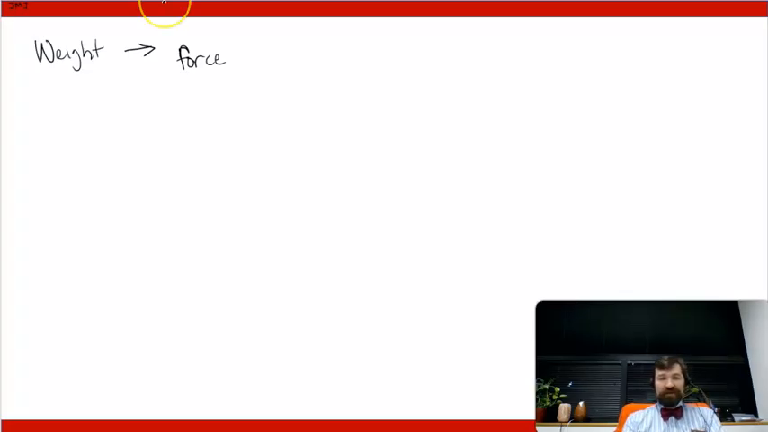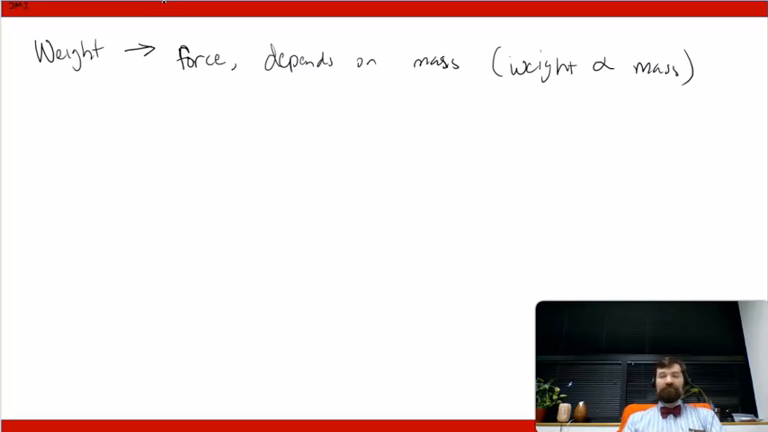It is dependent on mass. So it depends on mass. The more mass you have, the more weight. So weight is proportional to mass, but also it depends on the local free fall acceleration. It depends on gravity. The more gravity is present, the more weight you have. So this is proportional to gravity.